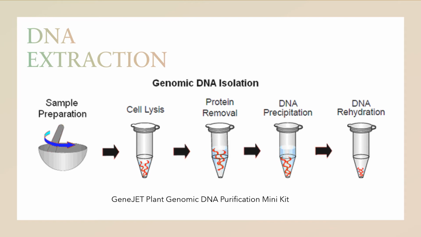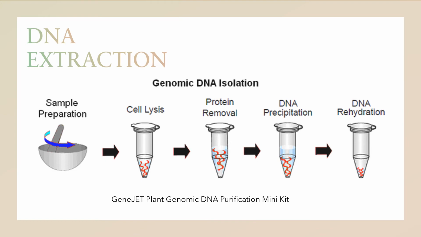And then we're going to remove all the solution and remain only the DNA inside the tube, and it will be rehydrated in whatever buffer of choice. So usually this can be either TE buffer or water. So in order to make things simplified, we're just going to say that the genomic DNA solution can be prepared using a kit. So in this case, we're going to be using the GeneJET Plant Genomic DNA Purification Kit.